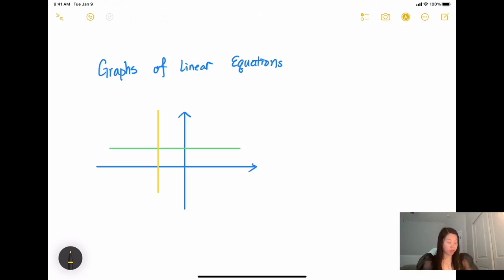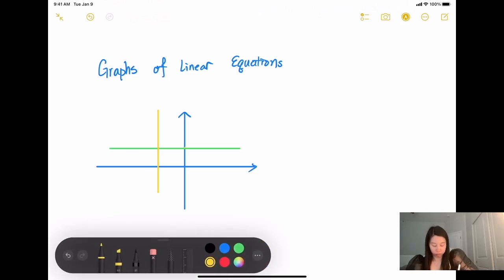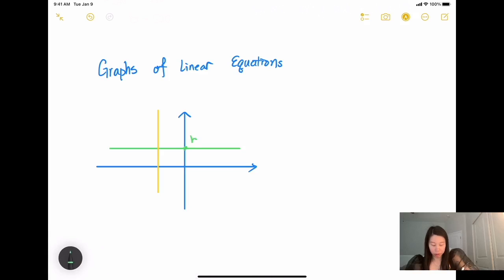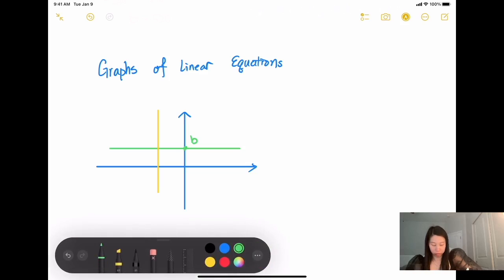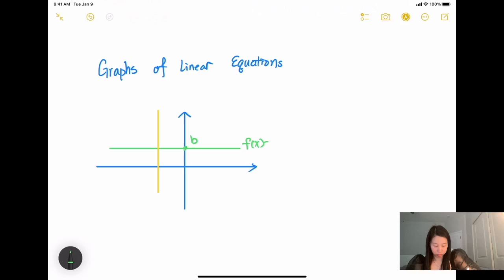If it's a horizontal line parallel to the x-axis, let's say this is the point b, so this line should be f(x) equals b. So this is going to be our horizontal line. That means no matter what x equals, like x equals 1, y equals b.